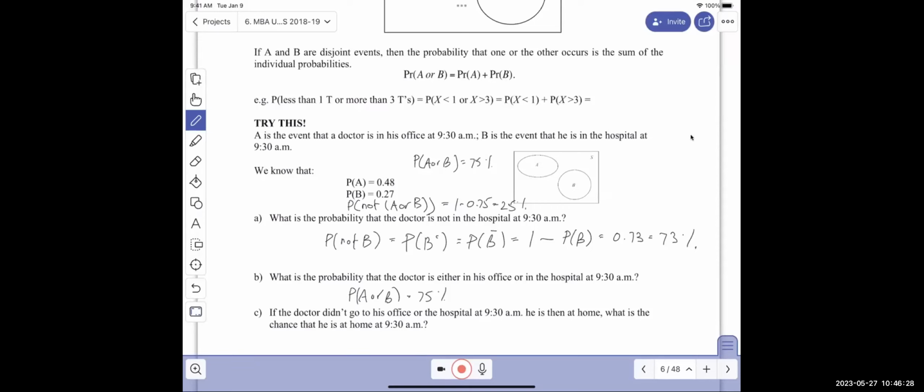So the probability that the doctor is either in the office or the hospital is just the sum, because they're disjoint. I just added. Okay, what if the doctor didn't go to his office or the hospital, he is at home? What is the chance he is at home?